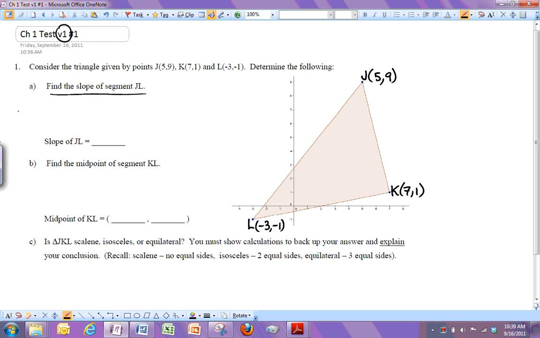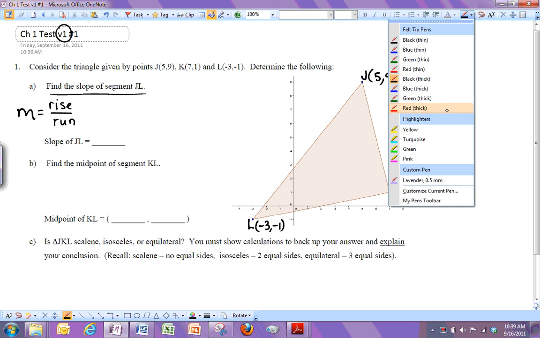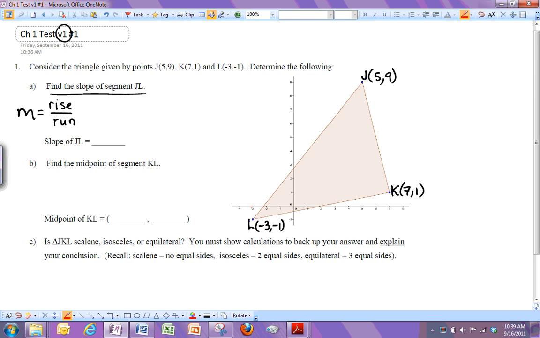Now remember, the phrase for slope is rise over run. And so if I actually draw in a slope triangle here, I'm looking at JL, so that's this line, or line segment really, and I'm going to come up with my rise and straight across with my run. Notice I'm only using horizontal and vertical lines to make my slope triangle. They have to be straight up and down or straight left and right.